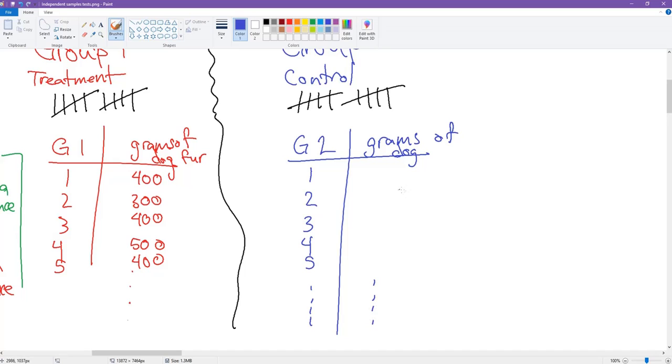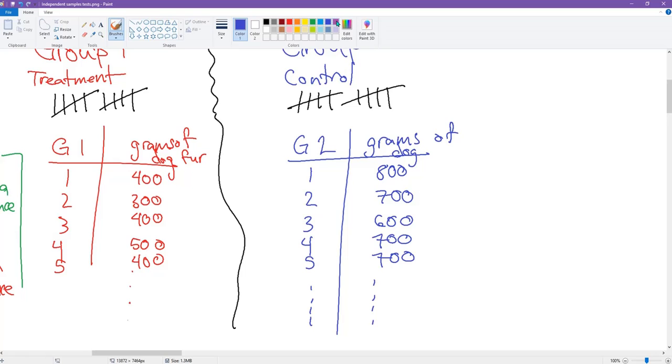Dogs. So maybe the first dog shed 800 grams of dog fur in a month. Oh my goodness, I don't even want to weigh that. Our second one shed 700, and then 600, and then 700, and then 700 again, and then we'll just pretend I made up more data for the others. So this is where I have collected all of my data, and I'm essentially done with this step.